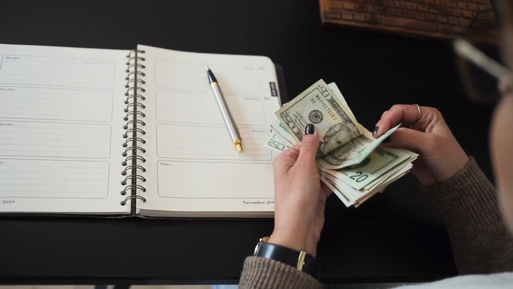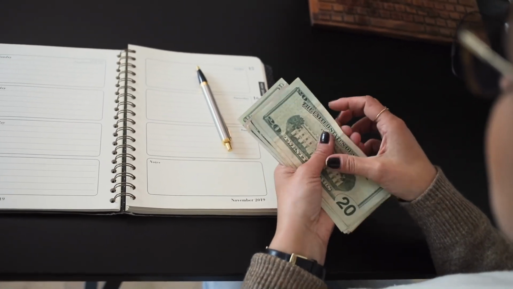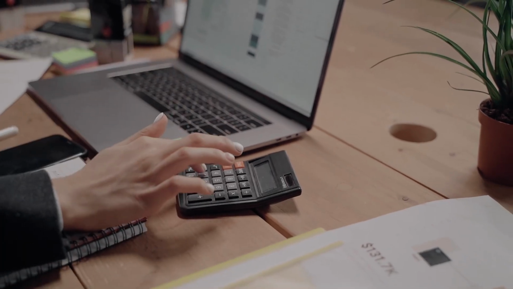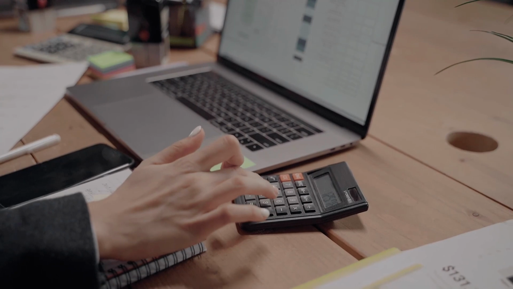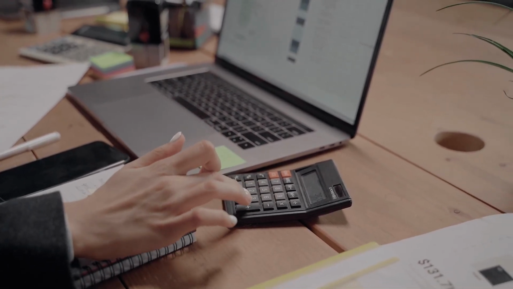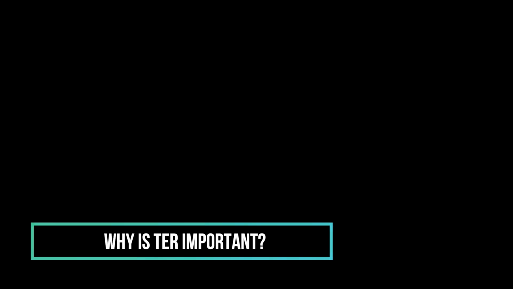The TER is calculated by dividing the total expenses of the fund by its total assets. For example, if a fund has total expenses of €10,000 and total assets of €1 million, its TER would be 1%.